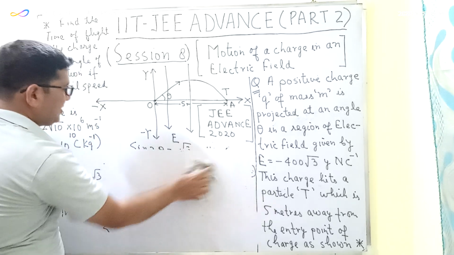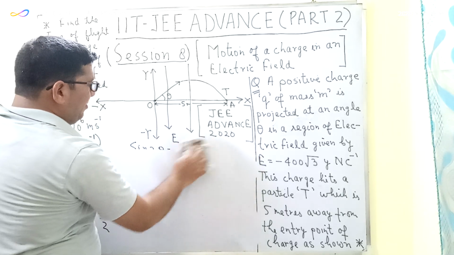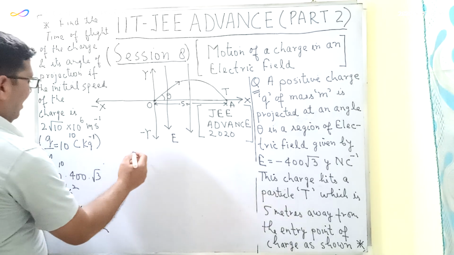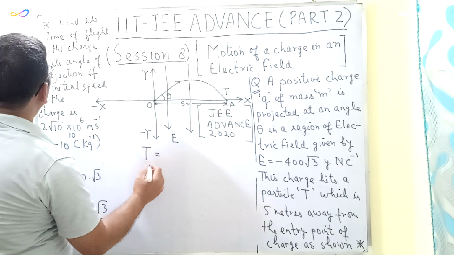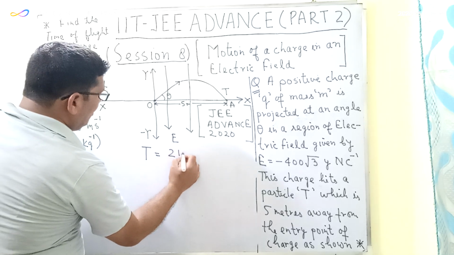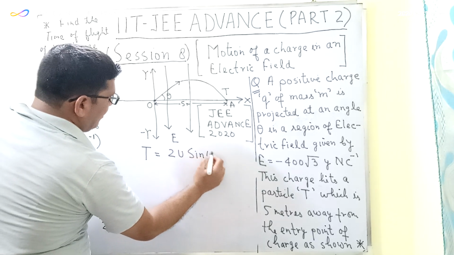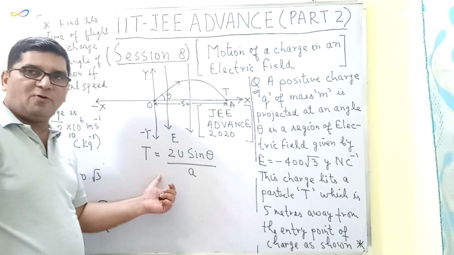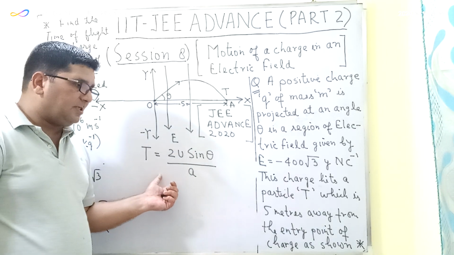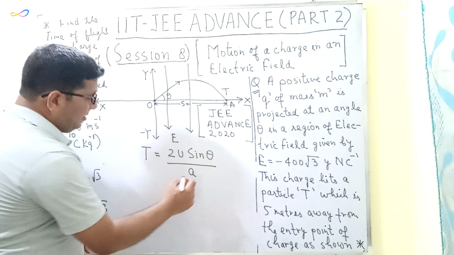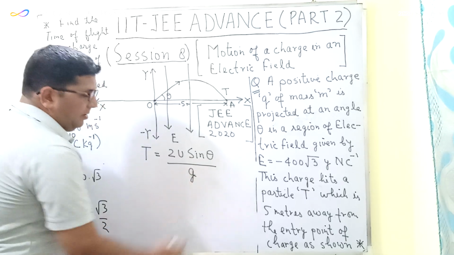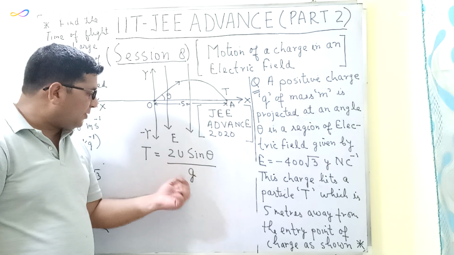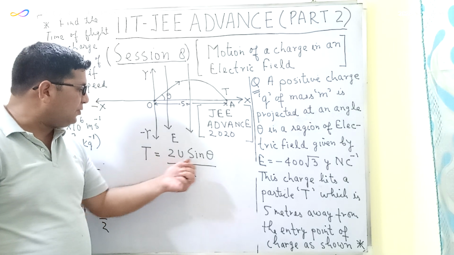Now the second part of the question is very easy, so I will not be wasting a lot of time on it. I will just give you the formula for it. That is, the time of flight is equal to 2u sine theta divided by a. This is the formula which you must have studied while studying projectile motion. In projectile motion, the time of flight is equal to 2u sin theta upon g.